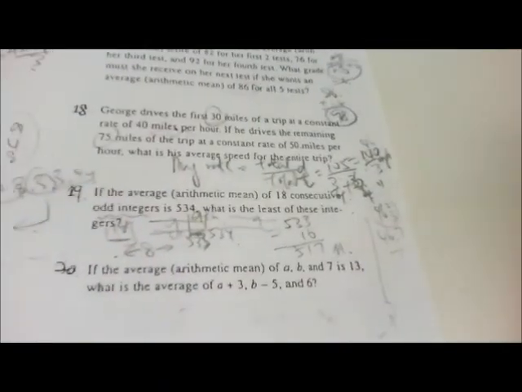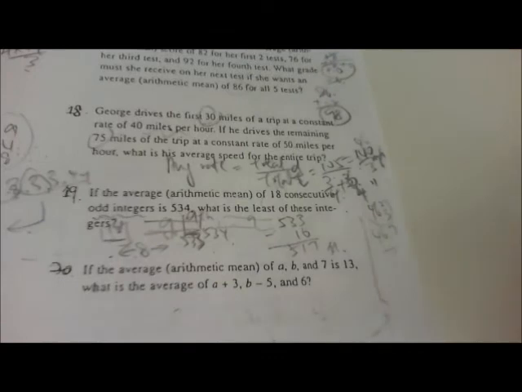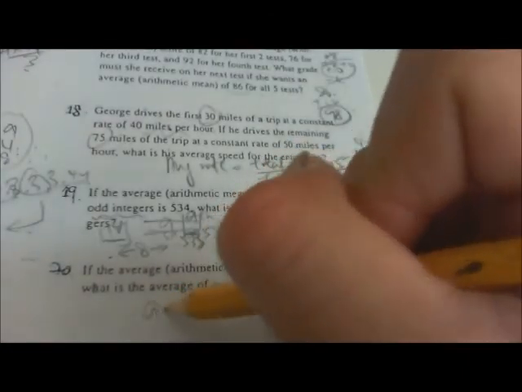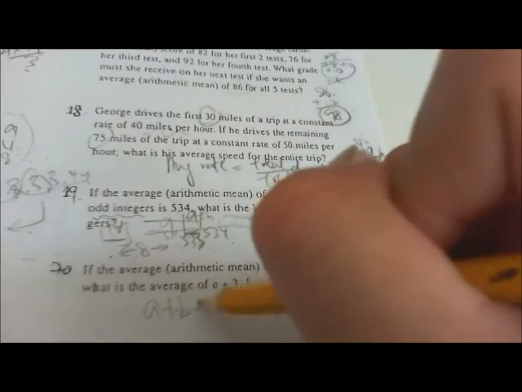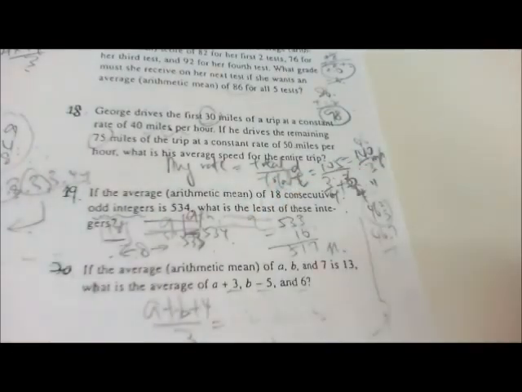And then number 20. The average of a plus b and 7 is 13. You want to find the average of a plus 3, b minus 5, and 6. So the average of this is a plus b first, plus 3 minus 5 plus 6. 6 minus 5 is 1. 1 plus 3 is 4. Over 3. This is what you want to find.